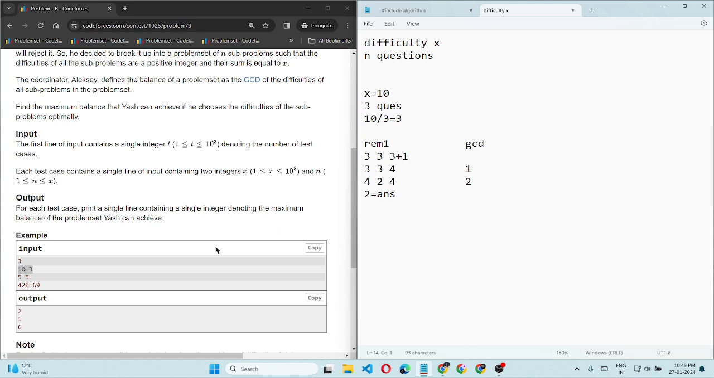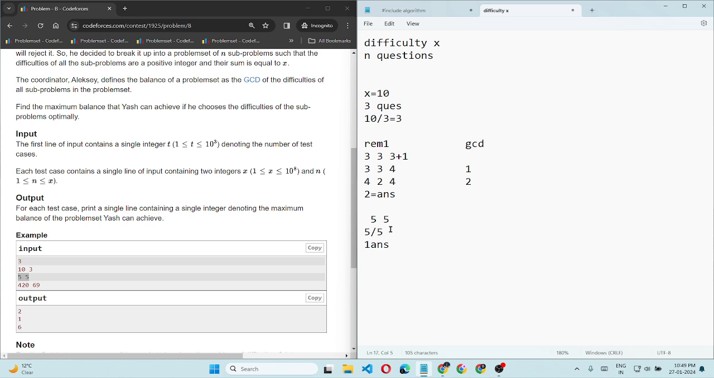Now let's talk about the next test case, that is 5 and 5. So here you can just simply divide. 5 by 5 is 1. Like it is getting fully divided and the remainder is 0. It means that you can just print out 5, which is the answer.